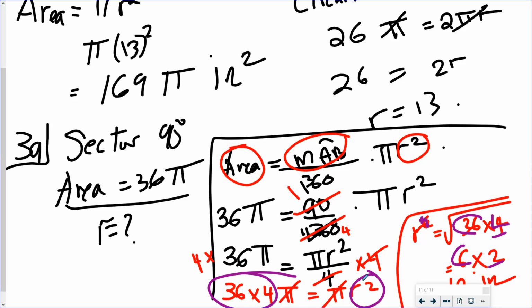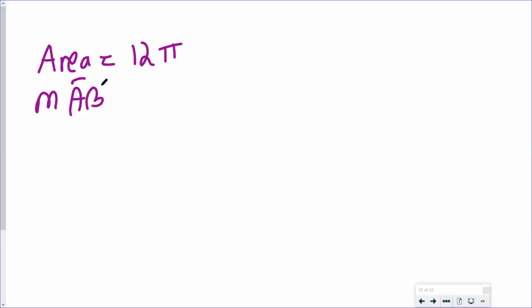Actually, there's no question like it, but I will make one from me. Okay, let's do this one here. If the area of a sector is 12π, and the measure of an arc AB is 30 degrees, find the radius.